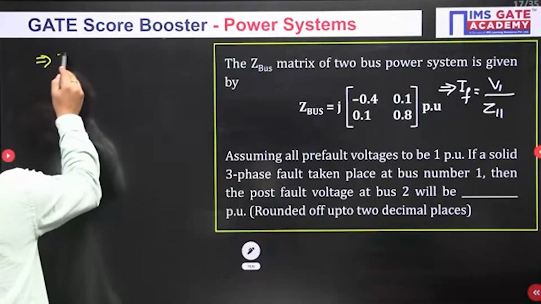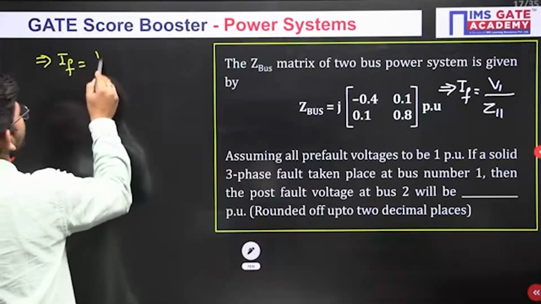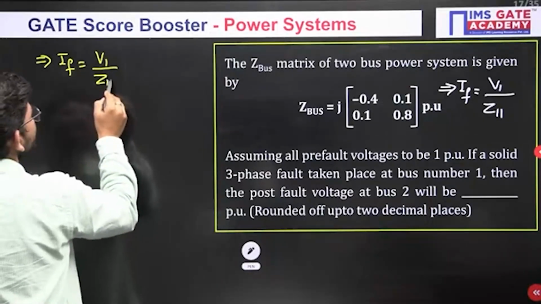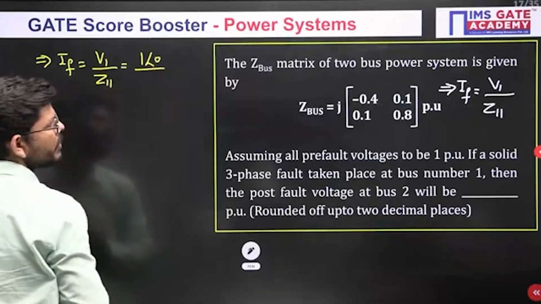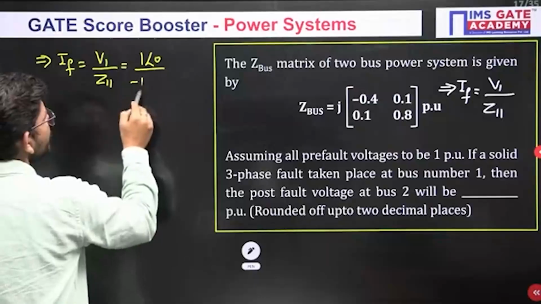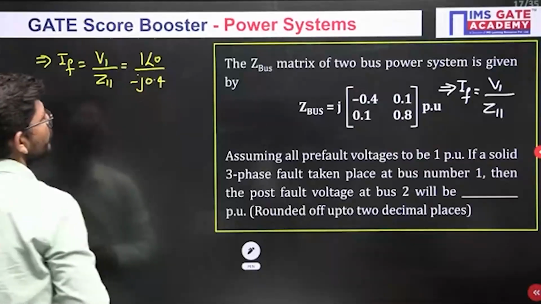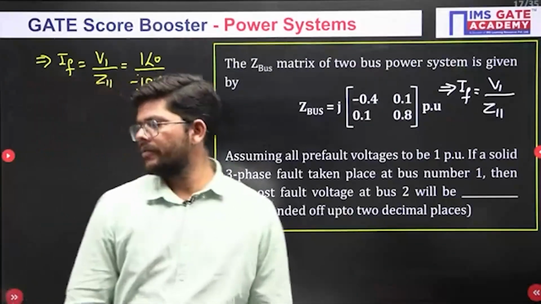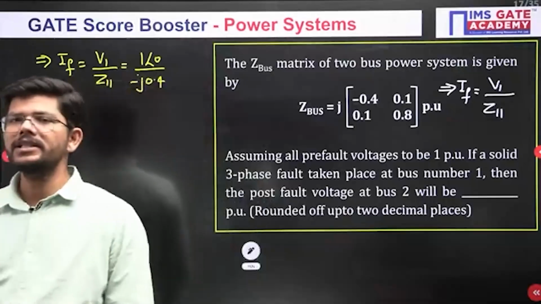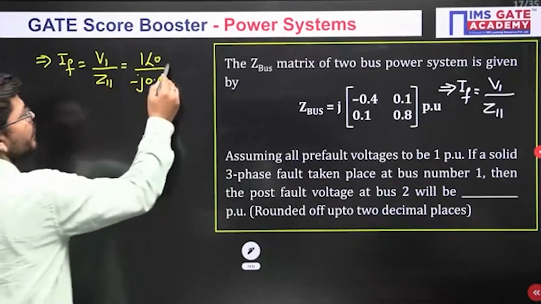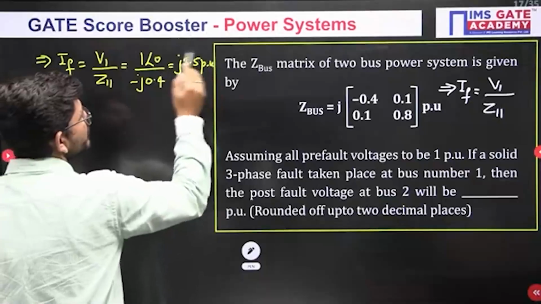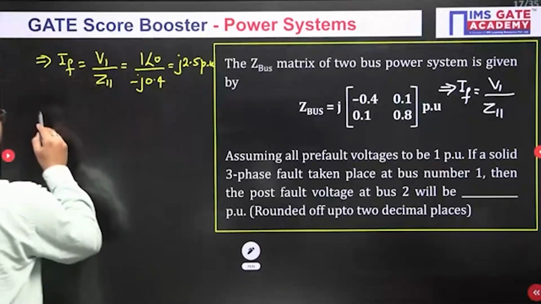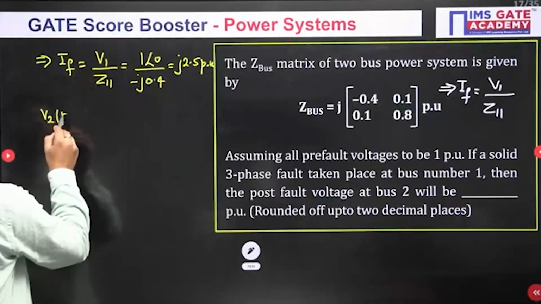Just see, the fault current IF, you calculate by using V1 upon Z11. V1 we can write as 1 angle 0, and Z11 will be minus J0.4. When you solve, you will get the fault current as J2.5 per unit. Now we have to calculate V2 post fault.